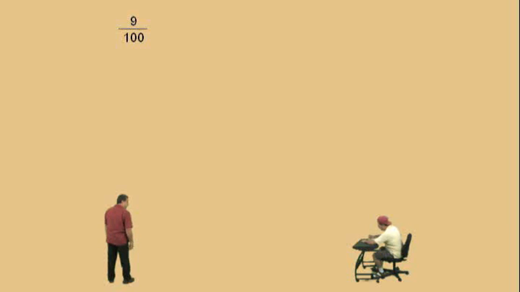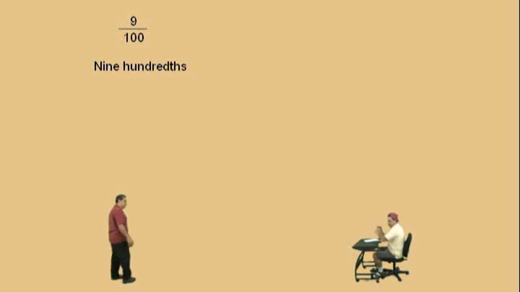How do you read that fraction? 9/100. Very nice. I guess he did do something. Anyway, we have 9/100. It's that simple. That's how you say it. So how do we write this in decimal notation, Charlie?